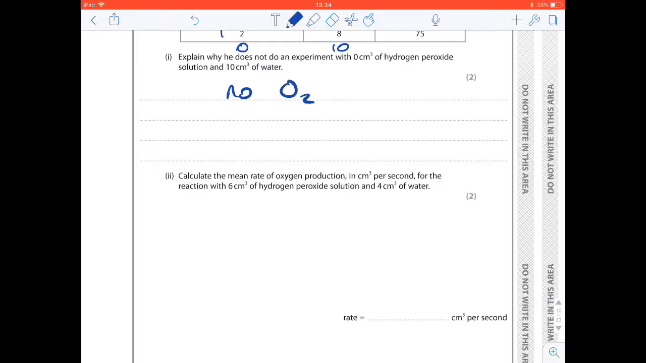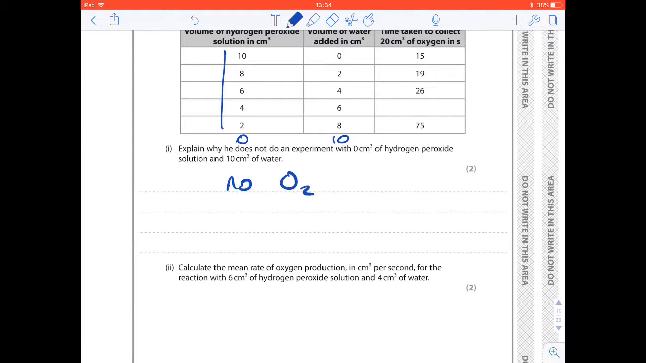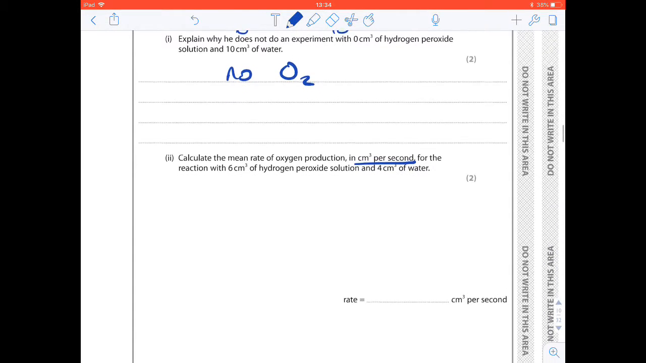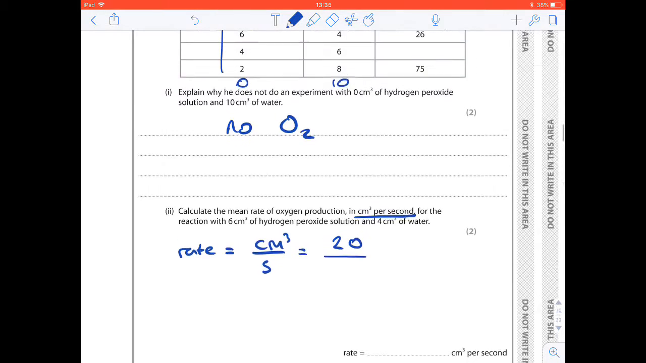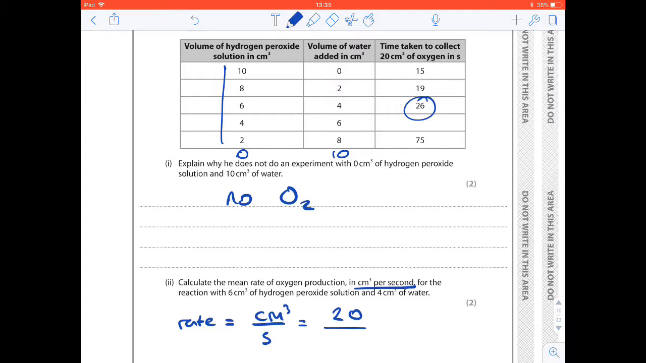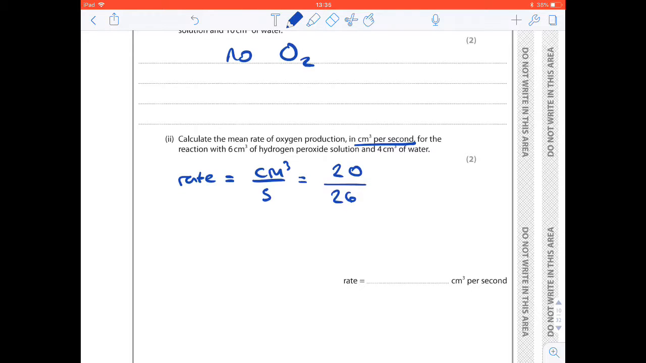Calculate the mean rate of production for 6 centimetres cubed of hydrogen peroxide. So the mean rate of production, you have to look at the unit here, centimetres cubed per second. So that means the rate is equal to the number of centimetres cubed produced divided by the number of seconds. In every single test, you're collecting 20 centimetres cubed of gas. Then you think, well, how long did that result take? 26 seconds. So the number of seconds is 26, and therefore that answer comes out as being 0.77.